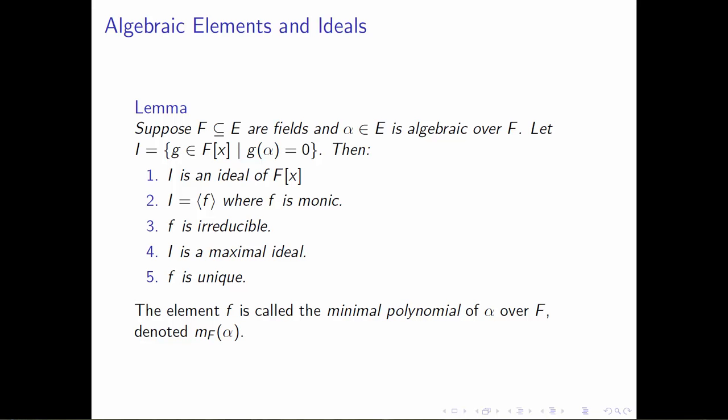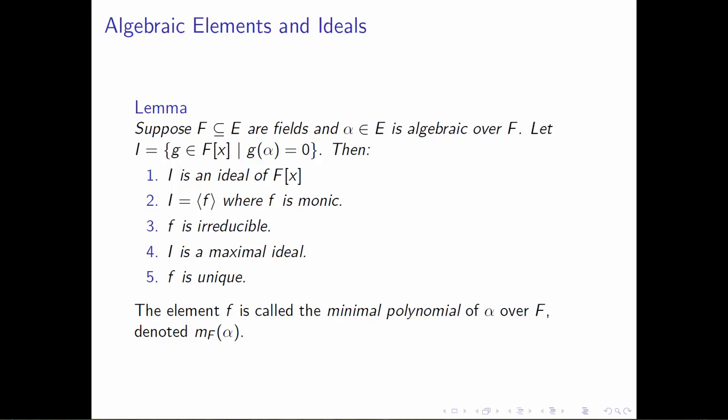Let's suppose that F and E are both fields, and that alpha is an element of the larger field that happens to be algebraic over the ground field F. Let's define a set I, which is the set of all polynomials inside F adjoined x that have the property that g of alpha is equal to 0. Then we have this really nice association between an algebraic field element and some things that are going on inside the ring F adjoined x.